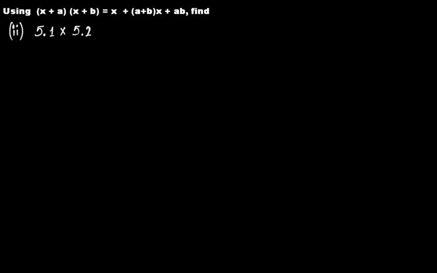Okay. This is 5.1 multiplied by 5.2. Now this 5.1 multiplied by 5.2, if you want to write this in this form, it can be written as (5 + 0.1) multiplied by (5 + 0.2). Right? So you have x here, you have x here. So 5 here, 5 here. It means it's functioning as x. Then you have a here, and then you have b here.